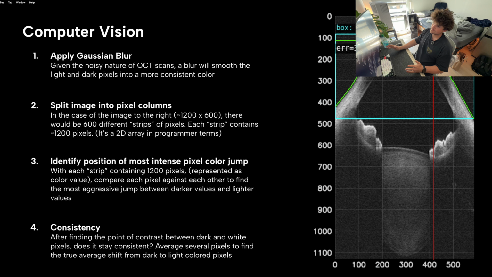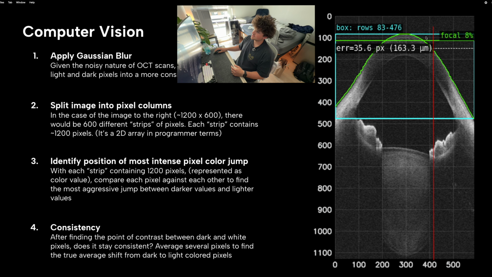So the computer vision works in a series of 4 major steps. The first one is to apply a blur, and you split the pixels into columns like a 2D array. And then you identify the position of the most intense pixel color jump. So as I go down this red line, for example, row by row, I wonder, when am I going from a darker region to this lighter region? We also look for consistency through a series of tests, but the main idea is, do the lighter colored pixels stay lighter as you go down?